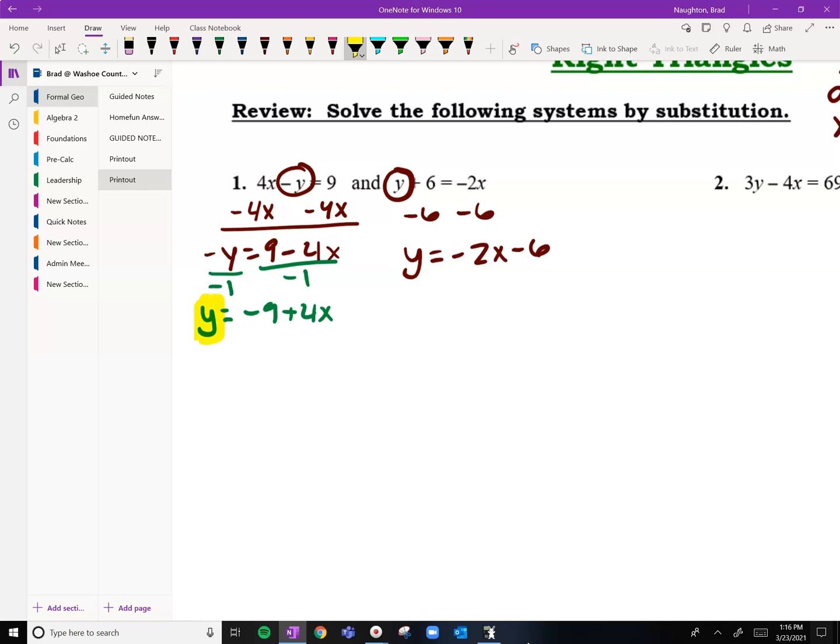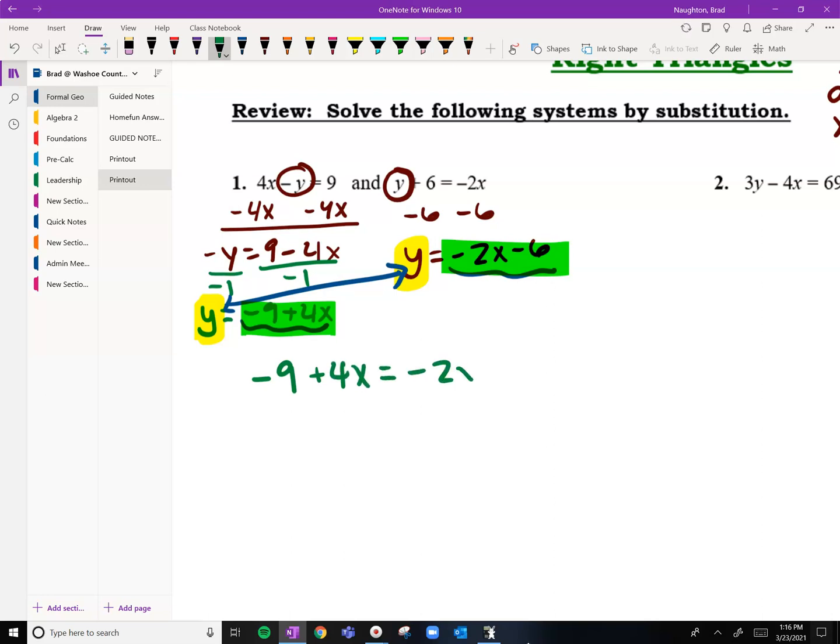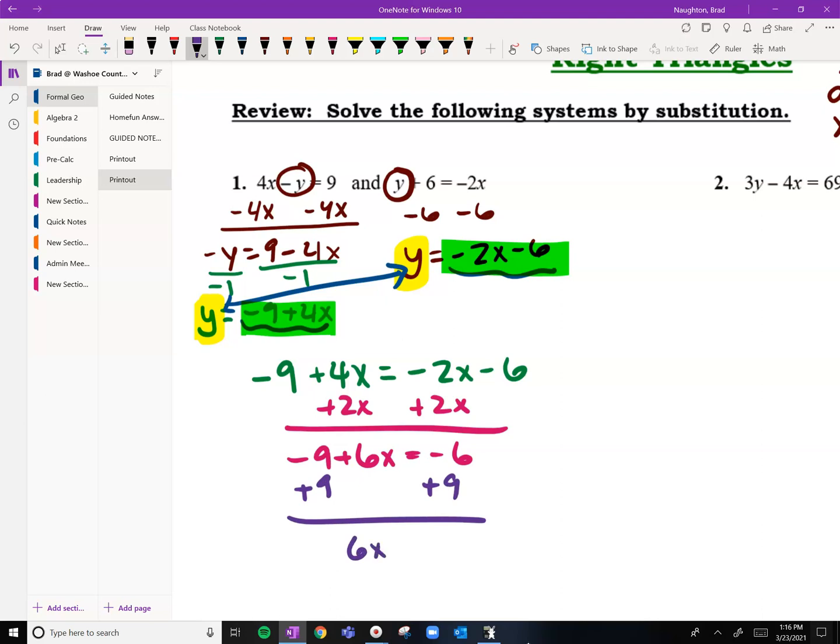Since these are both equal to the same y, you can set these parts equal to each other, because again, those are connected because they're the same number. So that's going to be negative 9 plus 4x is equal to negative 2x minus 6. Okay, sports fans, let's solve for x. So plus 2x, plus 2x. So I get 9 plus 6x is equal to a negative 6. We'll then add 9 to both sides here. So I'm going to get 6x is equal to 3. Divide both sides by 6. x is going to be 1/2.